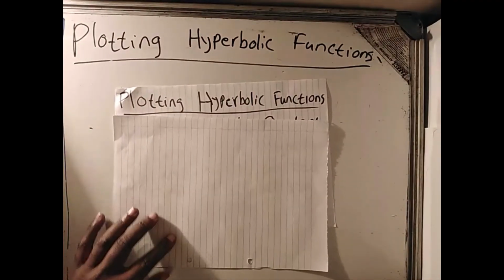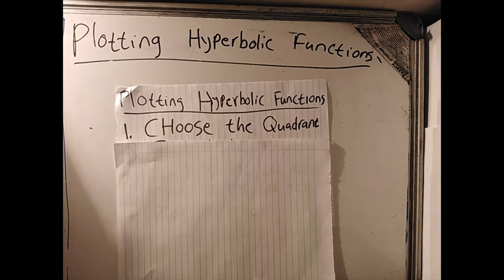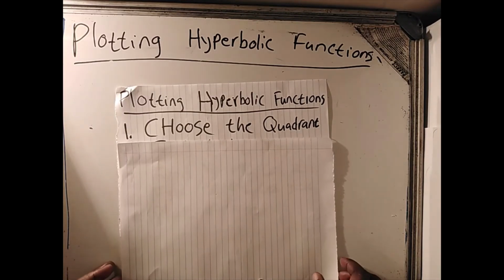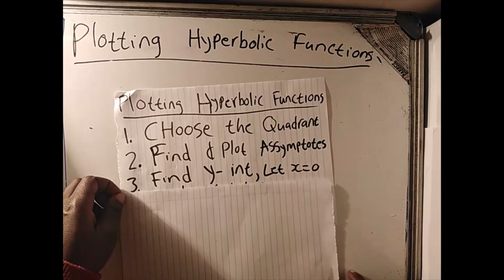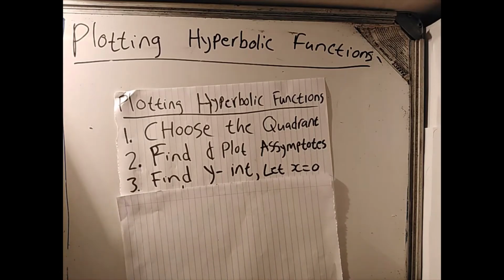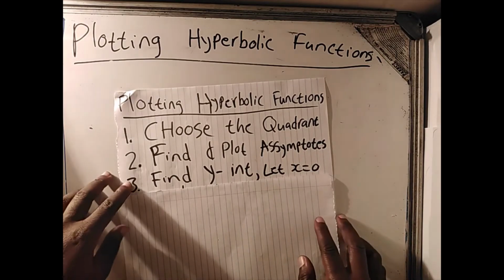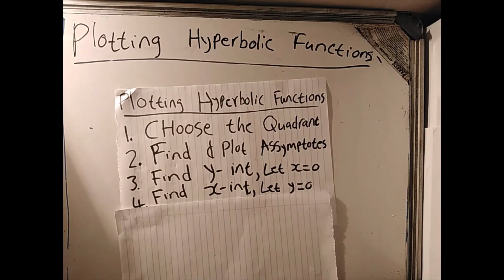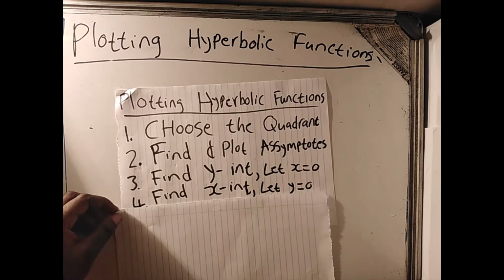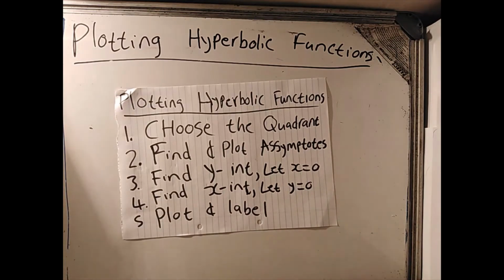So step number one, you must choose the quadrant. We'll talk deeply about that. Number two, you must find and plot asymptotes. We'll talk about asymptotes later. Number three, you must find the y-intercept. Int stands for intercept, and you do that by letting x be equal to 0. Number four, you find the x-intercept by letting y be equal to 0. And lastly, you need to plot and label.